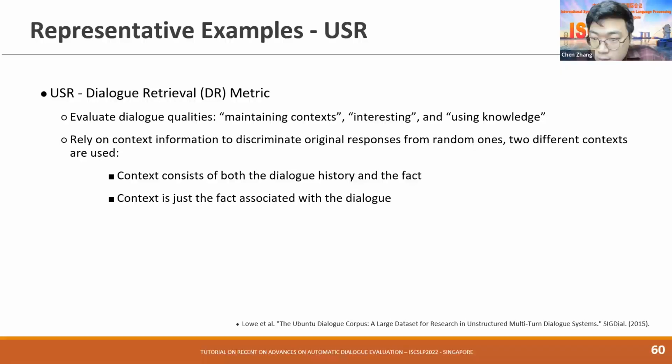The first setting is where the context consists of both the dialogue history and the fact, and they use this information to train the metric to tell whether the response is maintaining the context, as well as whether the response is interesting or not. The second setting is where they just introduce the fact into the context without the dialogue history. They use this setting to train models to evaluate the using knowledge dimension.